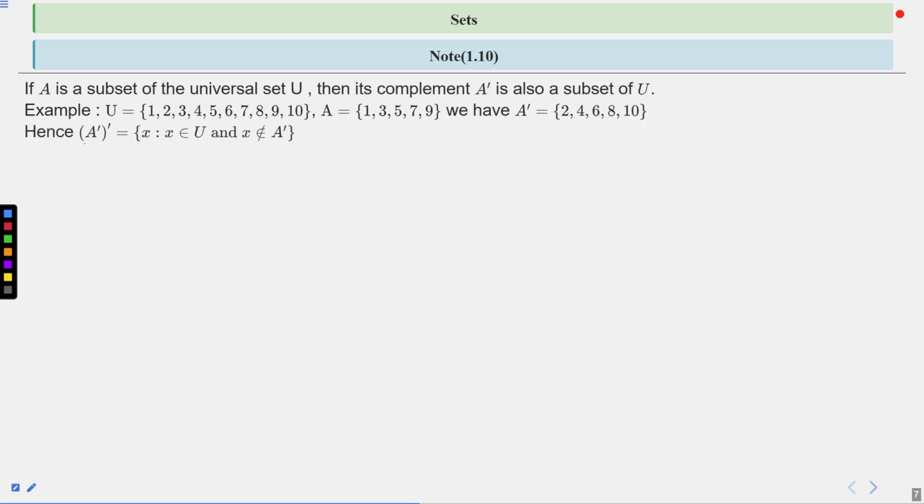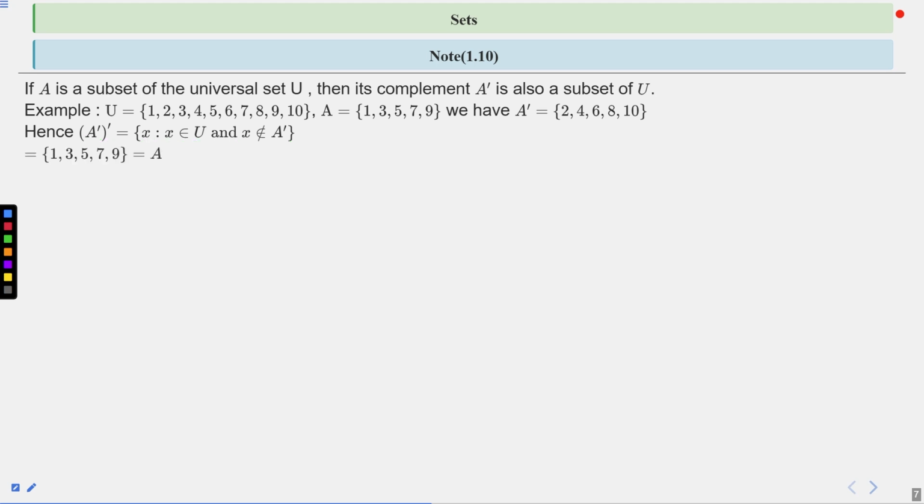Hence, now an interesting thing is happening. A complement complement will be your set A itself. Simple. Clear? So A complement complement is nothing but the collection of all x belonging to the universal set and not belonging to A complement. So you have to collect all the elements which belong to the universal set but do not belong to the A complement set.